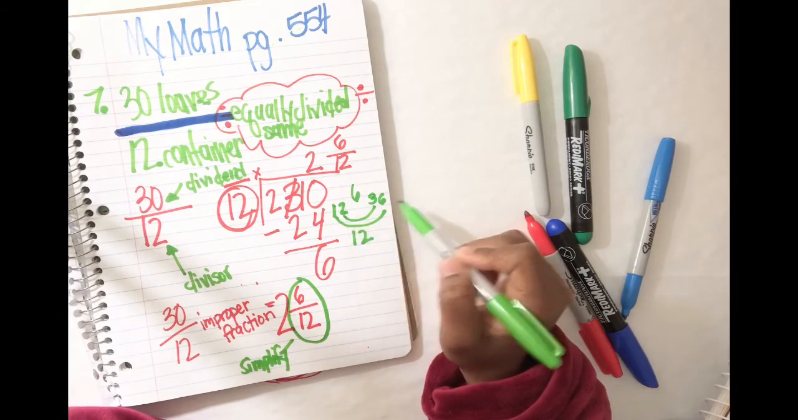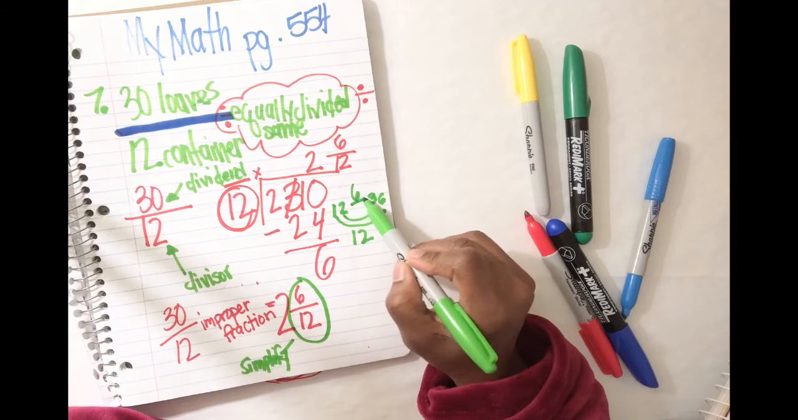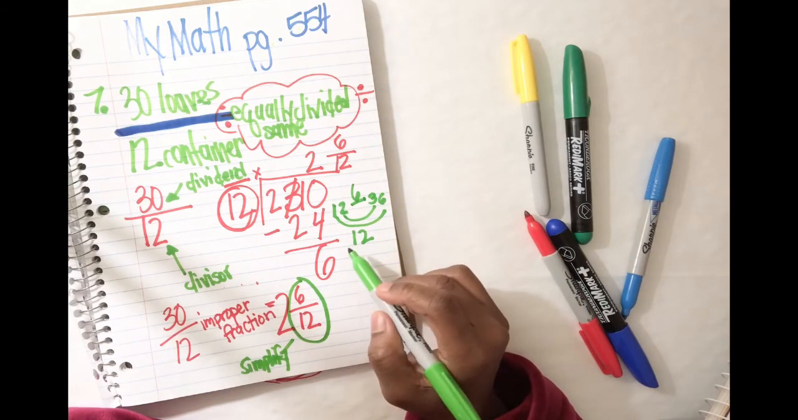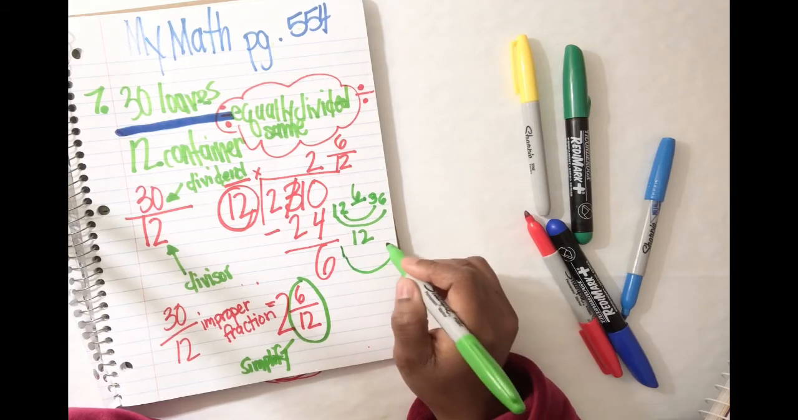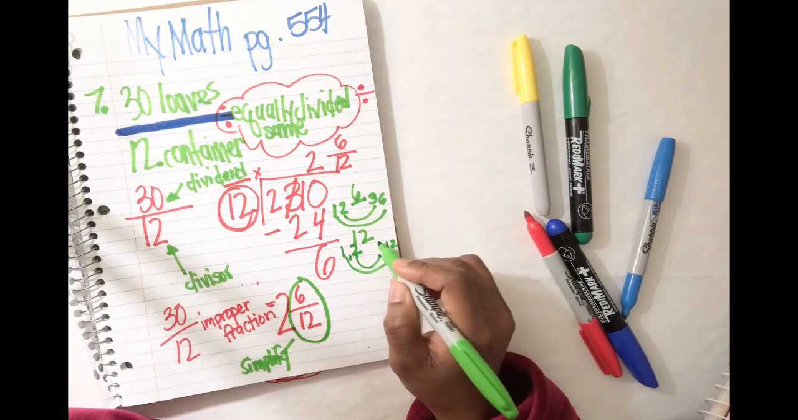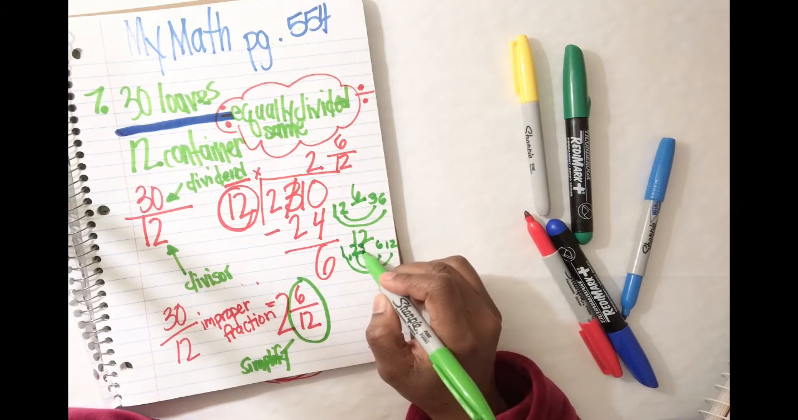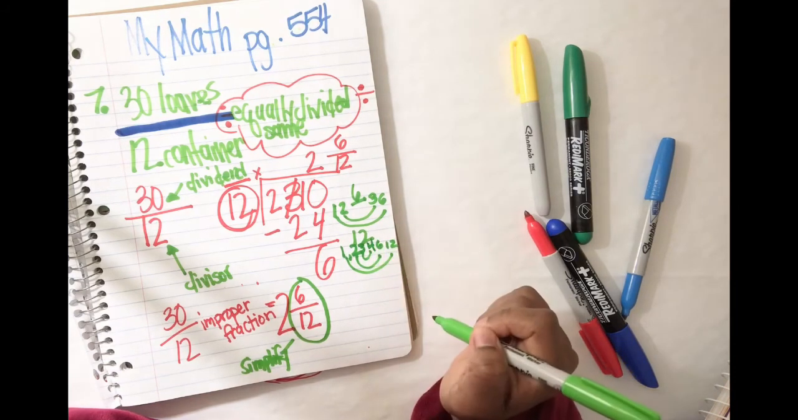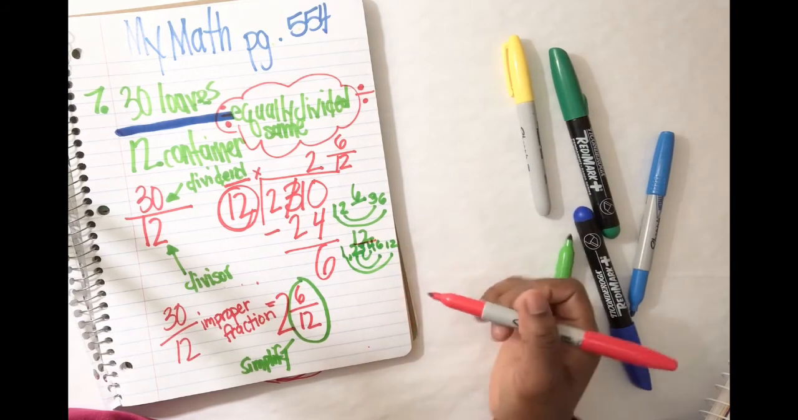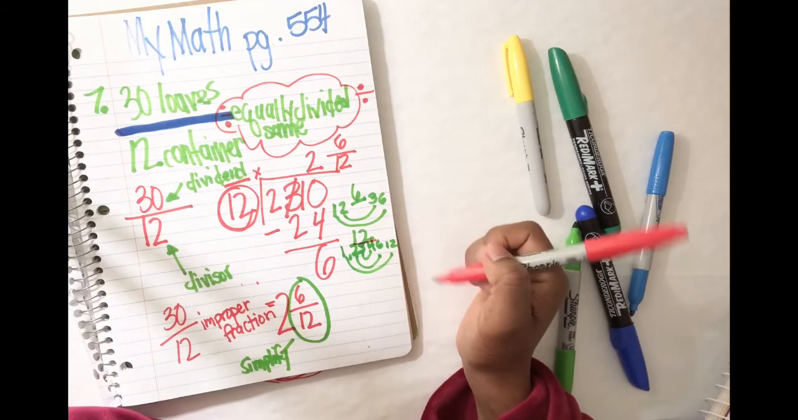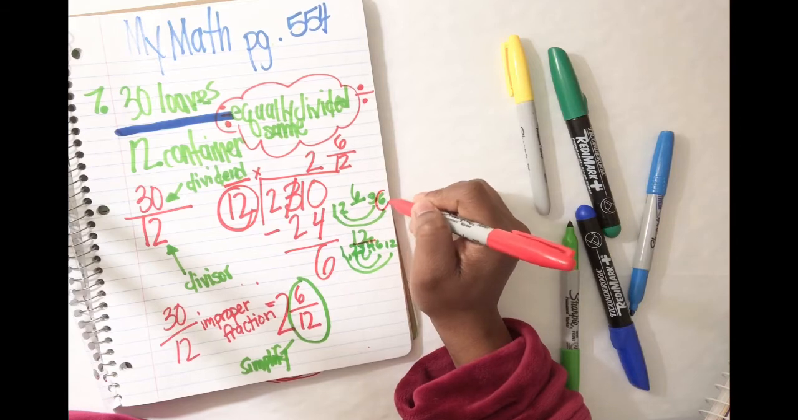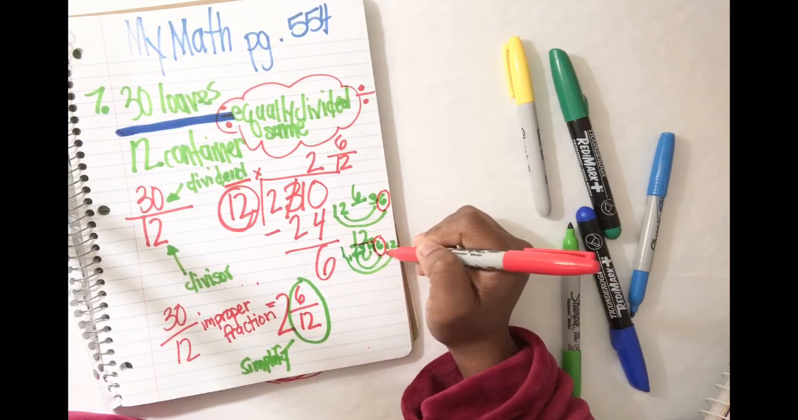So is there anything else I can multiply together to get to 6? No. Let's find the factors of 12. What number times 1 gets me to 12? 12. What number times 2 gets me to 12? 6. What number times 3 gets me to 12? 4. Is there anything else I can multiply together to get to 12? Nope, I have all my factors. What's the highest number they have in common? I'm looking here. The highest number they have in common is 6.